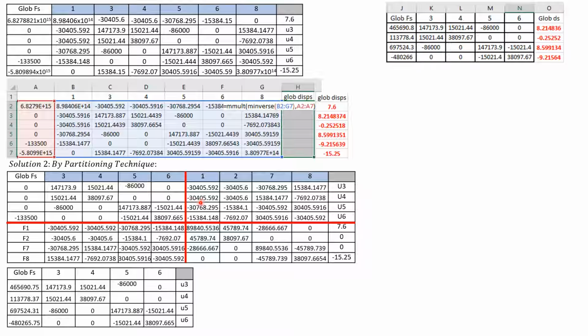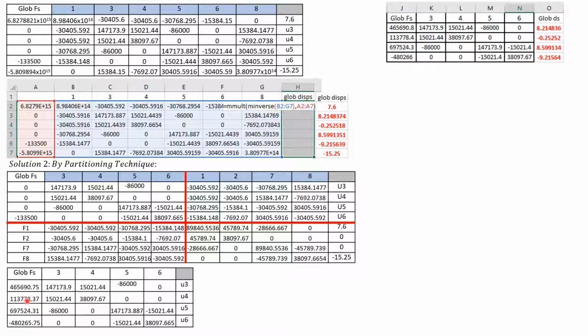So for the next force matrix here, this is equal to 0, because the product of this and this is negative. When you transpose, it becomes positive. So 0 plus 30,405.592 times 7.6, then 0, 0, then another, so minus, no? Minus because this is positive. So minus 7692.0738 times 15.25. So the result will be this.